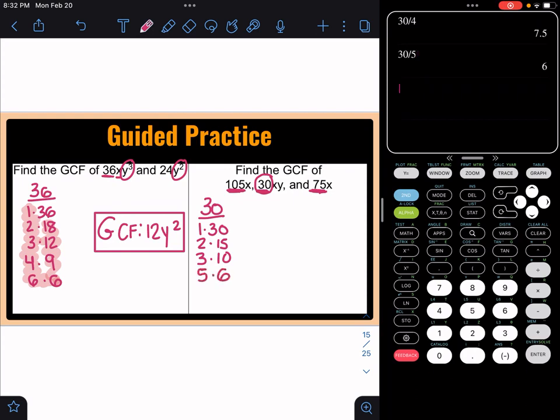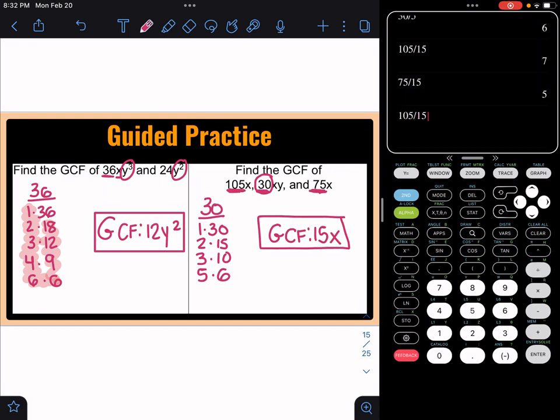So, let's see, does 30 go into both of them? No, it's not going to work. Does 15 go into both of them? Oh, 15 goes into 105, 15 goes into 30. Does 15 go into 75? It does. So our GCF would be 15. They all have an x, but they don't all have a y, so our GCF is just 15x.